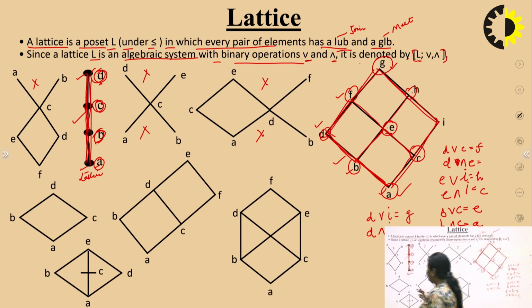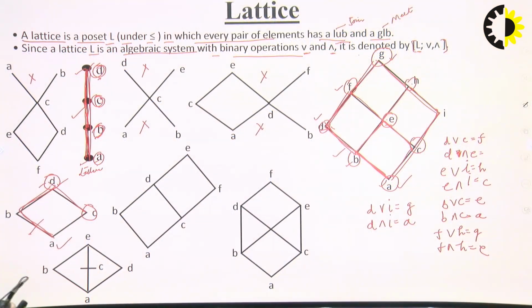Again, let us search for this Hasse diagram. Now, for B and C, first of all check, there will be a single top, single bottom. Yes. Then for B and C, join will be D. For B and C, meet will be A. For A and D, the meet will be A. And for join, that will be D. For C and D, meet will be C, join will be D. For B and D, meet will be B and join will be D. So, it is definitely a Hasse diagram, a lattice.